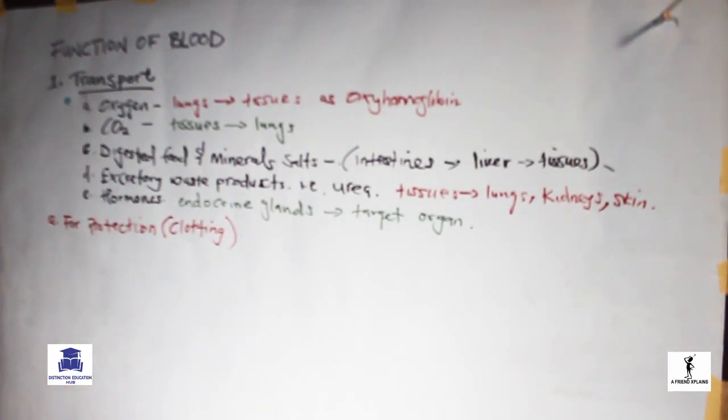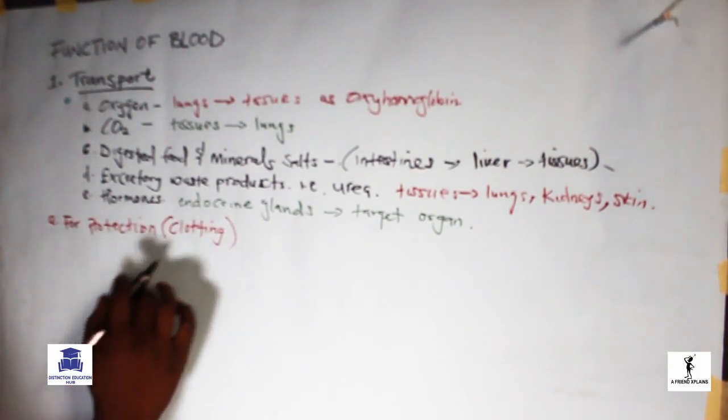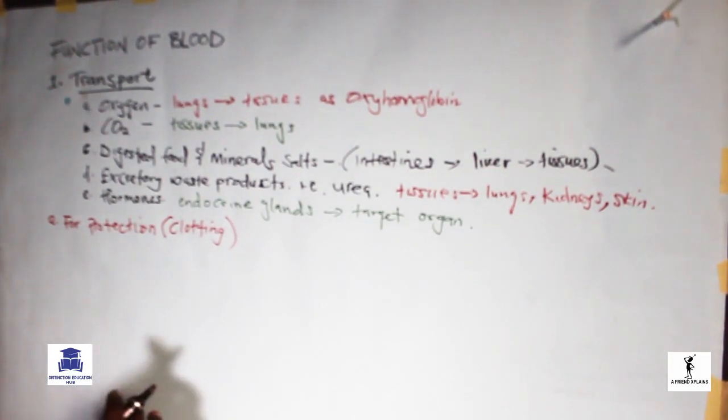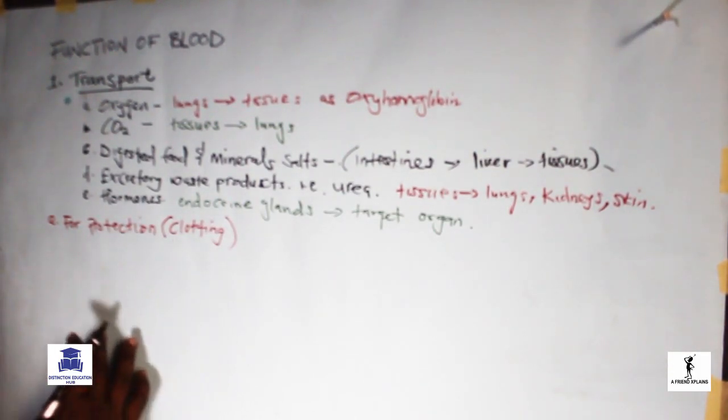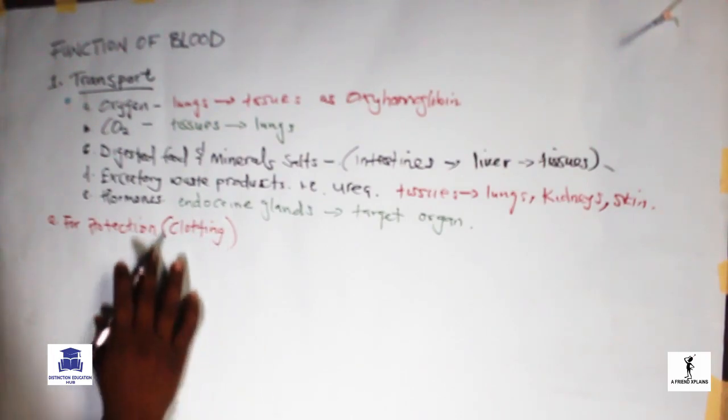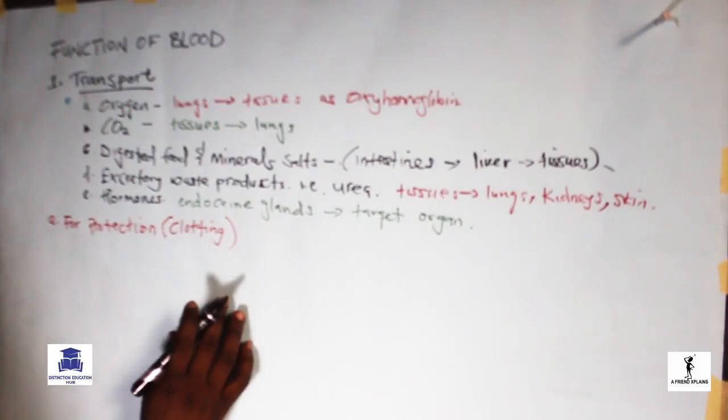So blood is used for that purpose of protection. What I will try to do is demonstrate what happens. Since I've talked about clotting, let me draw a simple diagram that will highlight the stages of what happens in the clotting system.